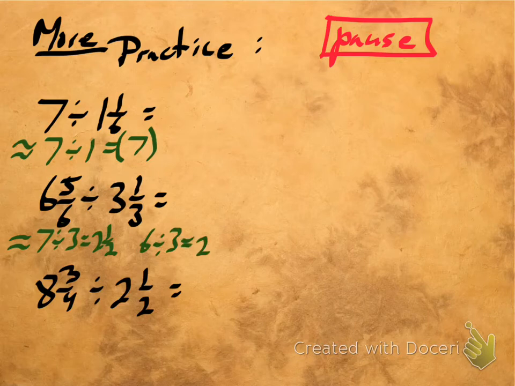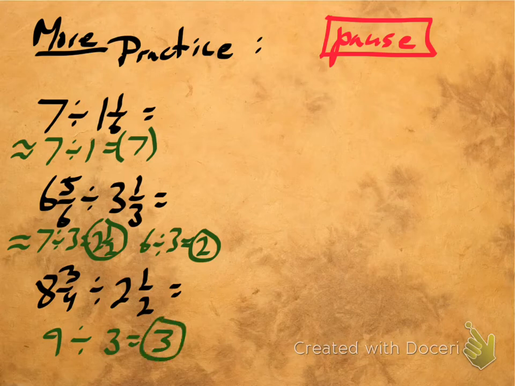Okay, and again, I'm going to go out on a limb here and guess that my actual answer is probably going to be between these guys. So anyway, either of those estimates is fine. And for the bottom one, 8 3/4 should have rounded to 9, and 2 1/2 rounds to 3, and those are already divisible by each other, so there's no reason to mess around. We'll just get an estimate of 3.